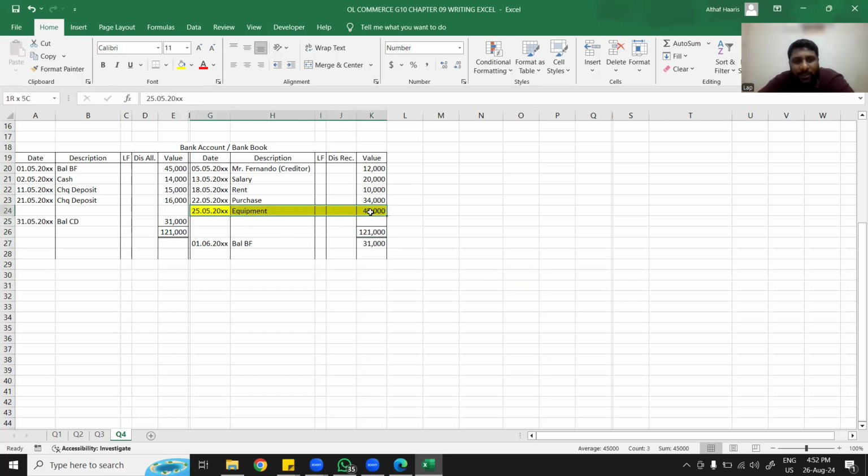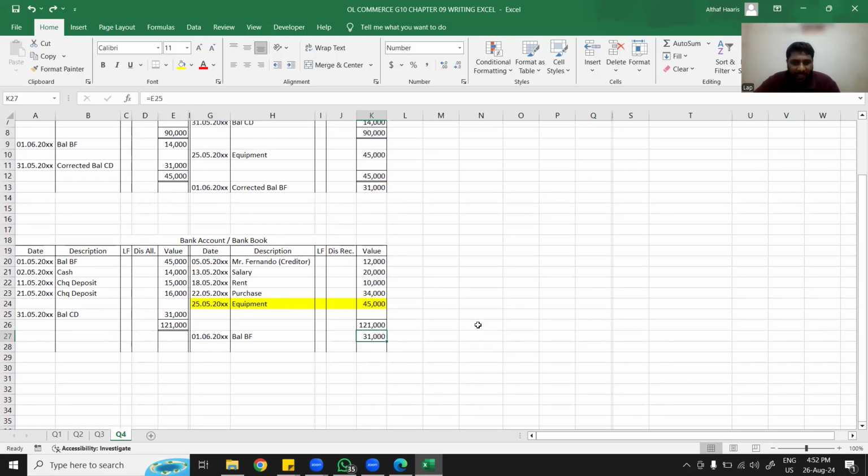If this is included, otherwise there is no point in this discussion. If this 45 is included, you will end up getting a bank overdraft of 31,000. Same thing.